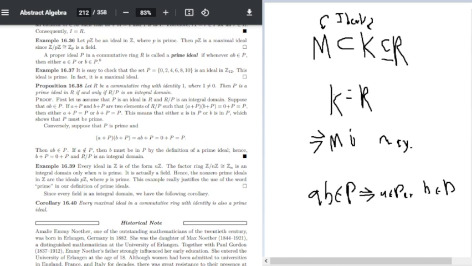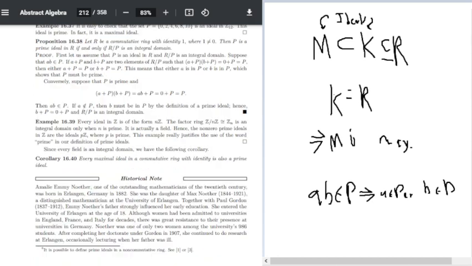Conversely, suppose that P is prime, and (a + P)(b + P) = ab + P = 0 + P = P. Then ab is in P. If a is not in P, then b must be in P by the definition of a prime ideal. Hence, b + P = 0 + P, and R over P is an integral domain.